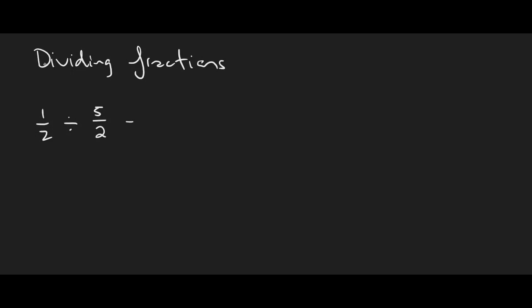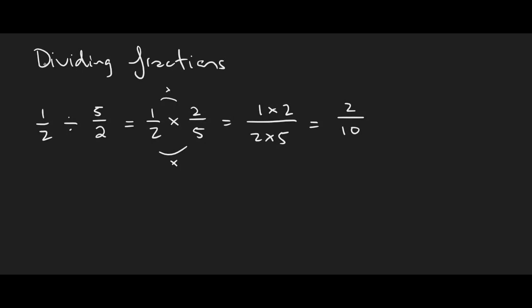we just multiply. So it's going to equal a half times the reciprocal of 5 over 2, which is 2 over 5, and then we just multiply as normal, which is going to equal 1 times 2 over 2 times 5, which is equal to 2 over 10. And that's all you have to do for dividing fractions.